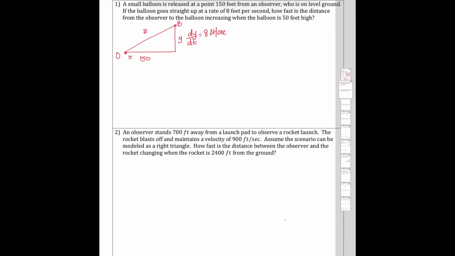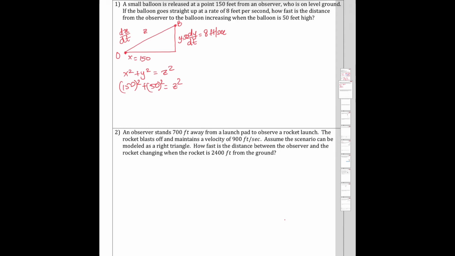Increasing when the balloon is 50 feet high. So my y is what? 50, right? And it wants me to find dz/dt. That's what it's asking. How fast is the distance from the observer to the balloon increasing when the balloon is 50 feet high? Okay, so what do I know? I know my x, I know my y, I don't know my z. I'm going to use my Pythagorean theorem to find that. So x squared plus y squared equals z squared. So 150 squared plus y squared, which is 50 squared, equals z squared.